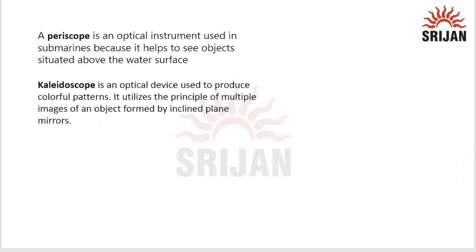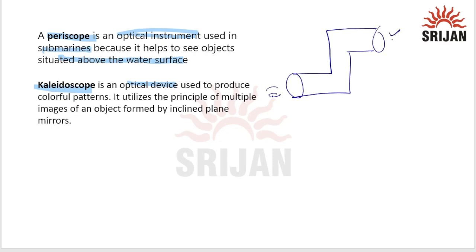Now let's discuss some important instruments, that is periscope and kaleidoscope. So these both are optical instruments, or you can say optical devices. Periscope is used in submarines because it helps to see objects situated above the water surface. How is this possible? So it is of something like this. Here it is your eye and here you want to see.